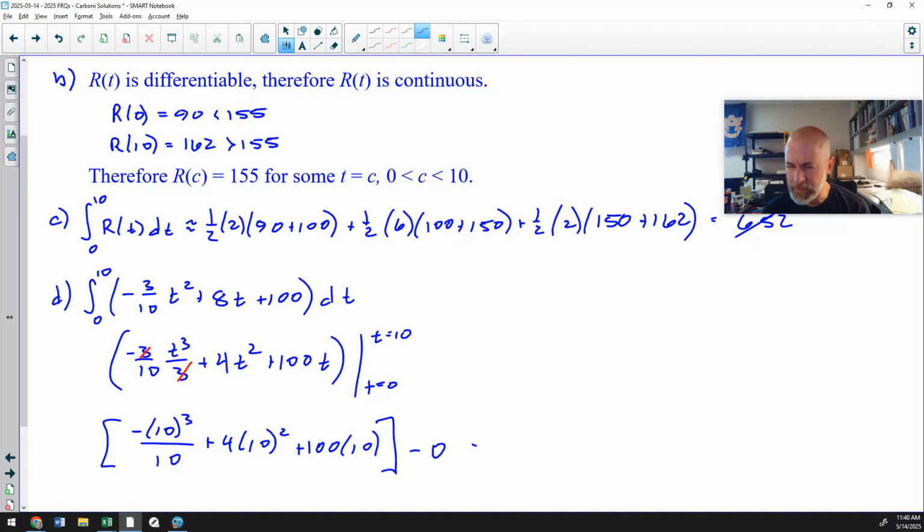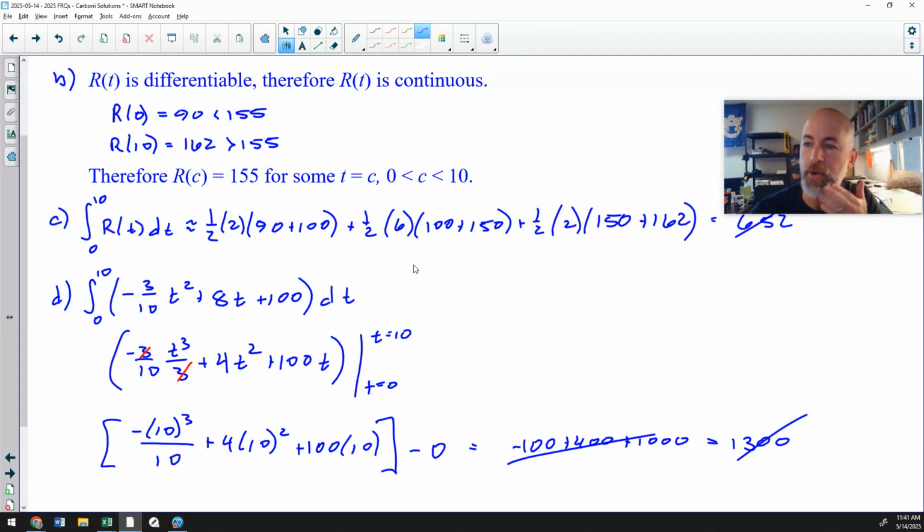If you want the simplified version, that's negative 100 plus 400 plus 1,000, which would be 1,300. But we don't need to clean up, so I'm going to cross that out. I believe that's right. And I think I'm done with question number 3.